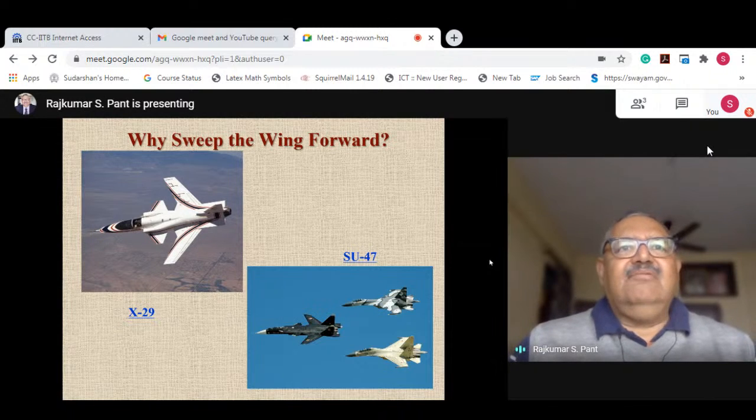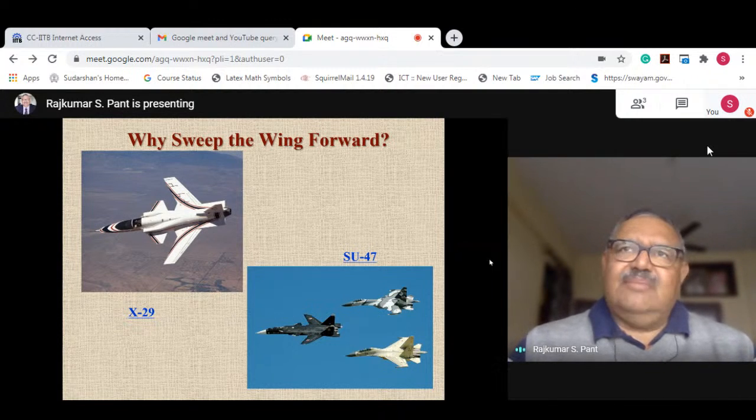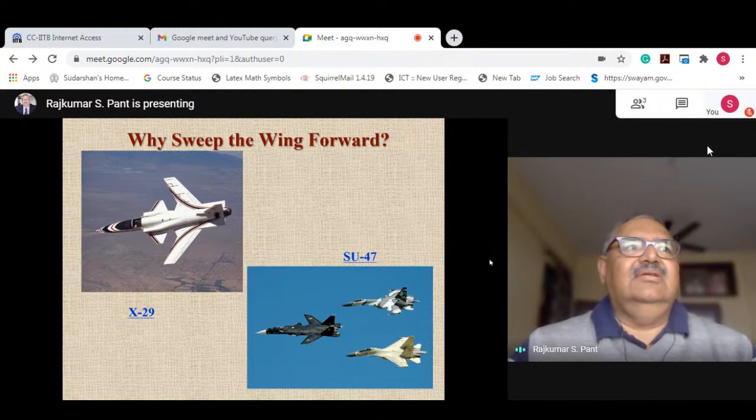In a swept back wing, the increase in the lift actually twists the wing in such a way that the nose comes down, and that helps us in not reaching the stall or not increasing it further.